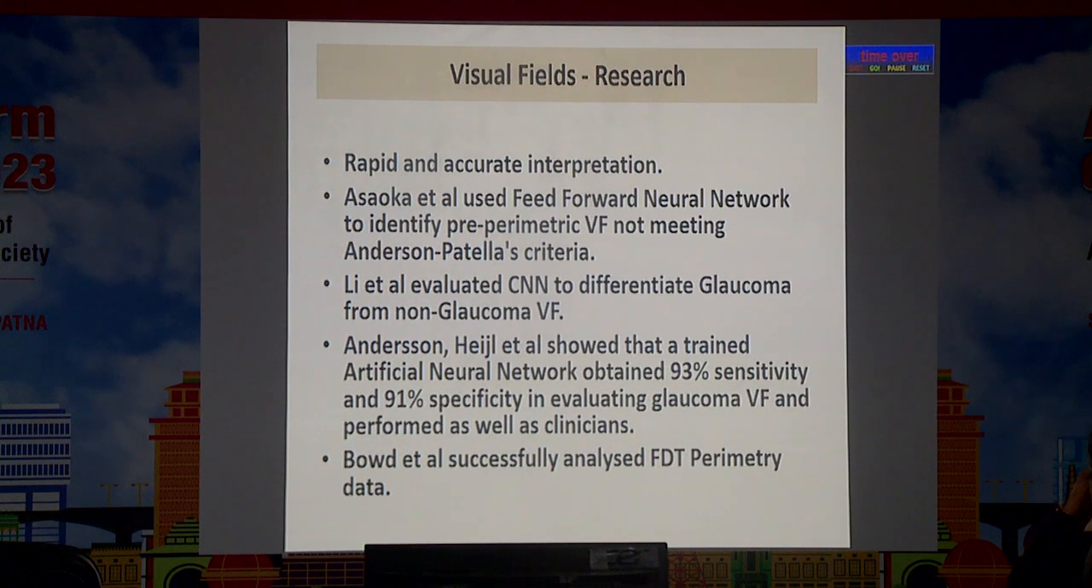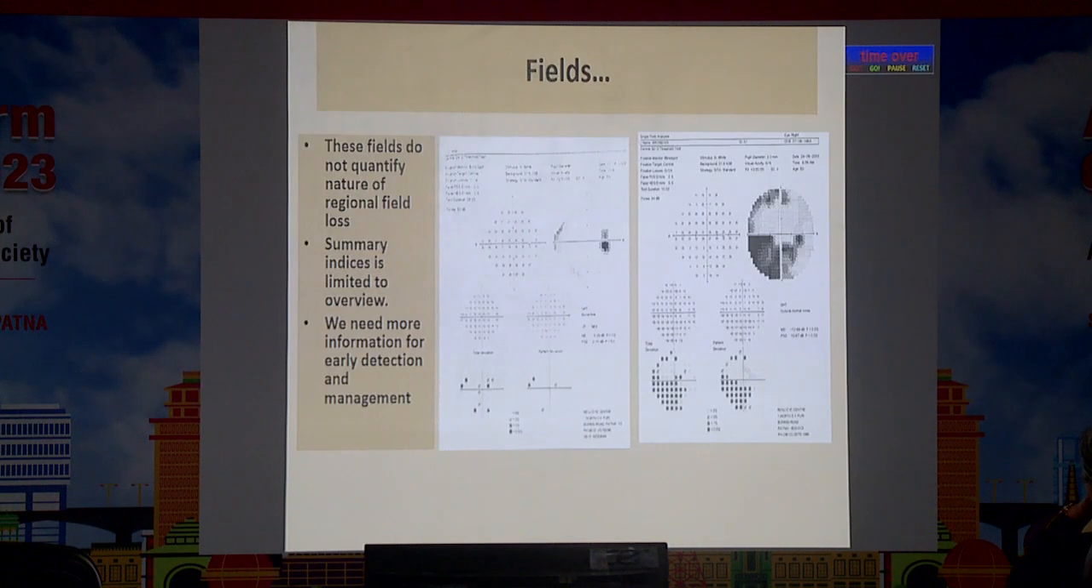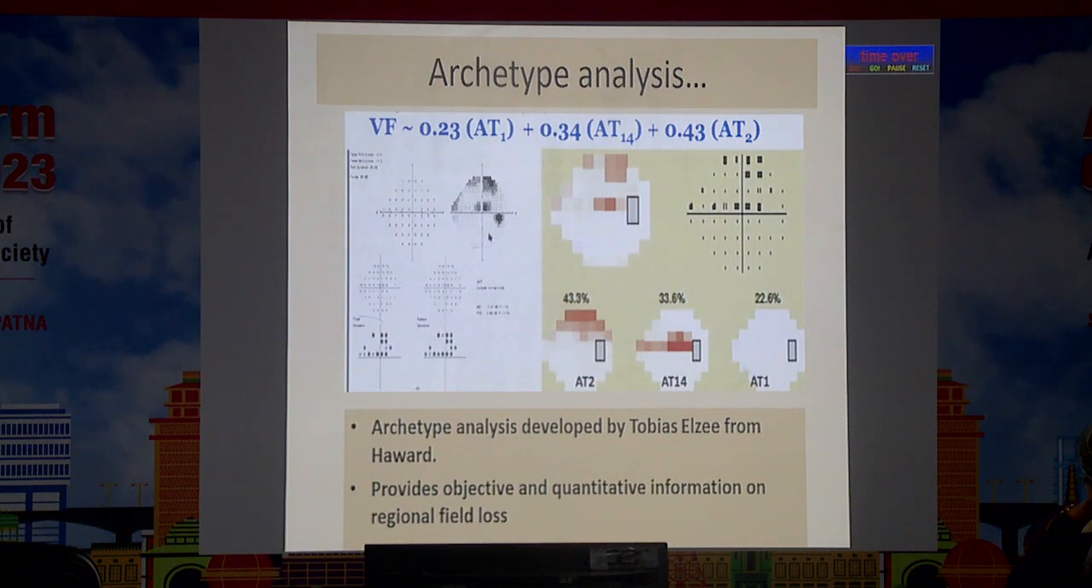Visual field, a lot of research has been put into visual fields. It has a rapid and an accurate interpretation. There are a lot of studies which have been done, and I'll just go into one of the most important which I found, that the fields do not quantify the nature of regional field loss, and summary indices are limited to overview only. So we need more information on early detection and management of glaucoma. And this archetype analysis was developed by Tobias Elias from Harvard. He provides objective and quantitative information on the regional field loss.